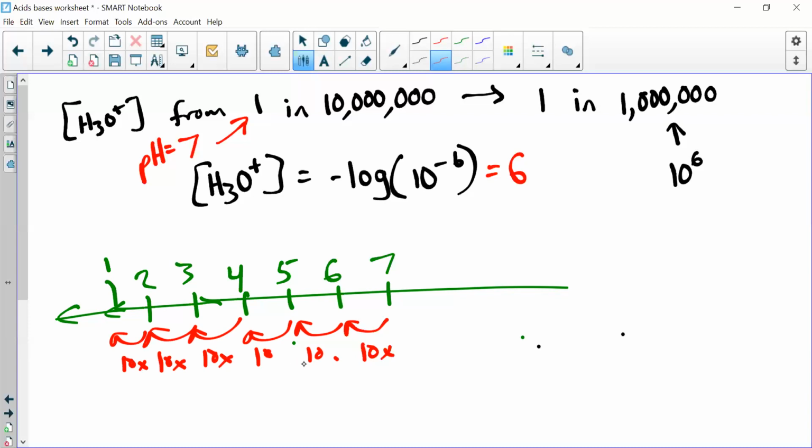Now, how many times is that? You might say 60. But it's not 60 times because you don't add these. It's 10 times and then times another 10. So this is 100 times, 1,000 times, 10,000, 100,000, a million. To go from neutral water to a pH of 1 is a million times more acidic. So you can see how a logarithmic scale works, where every number you shift is a factor of 10.